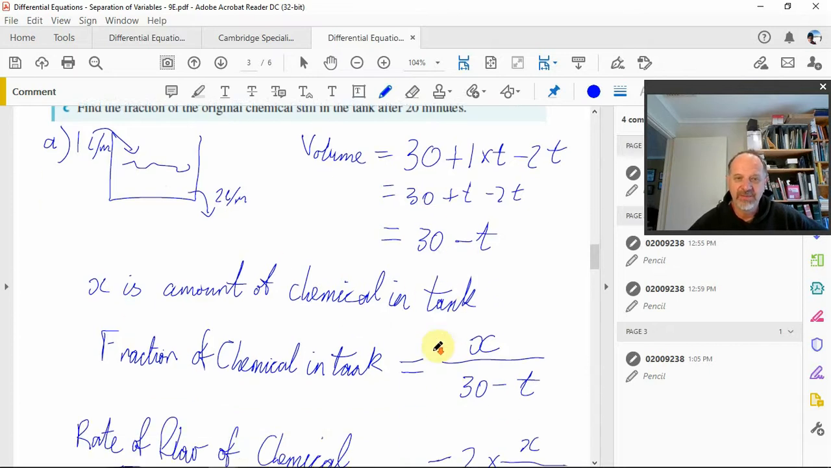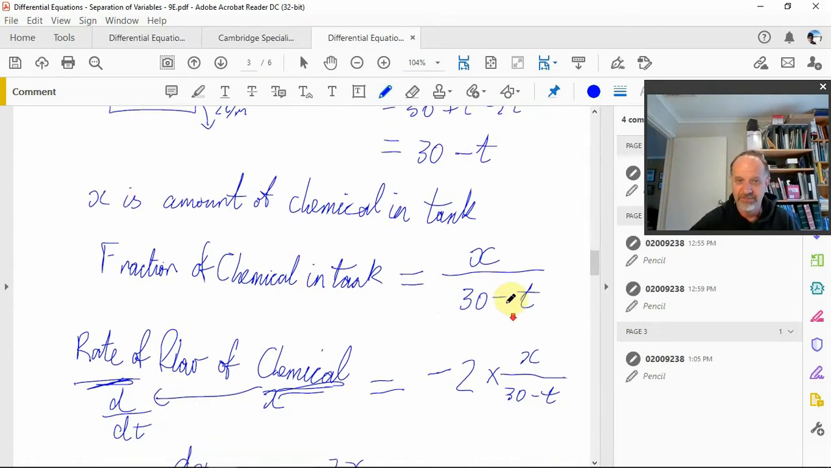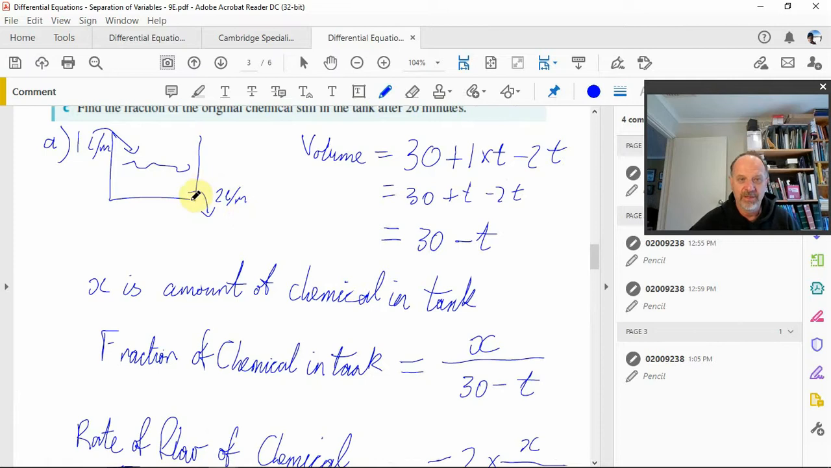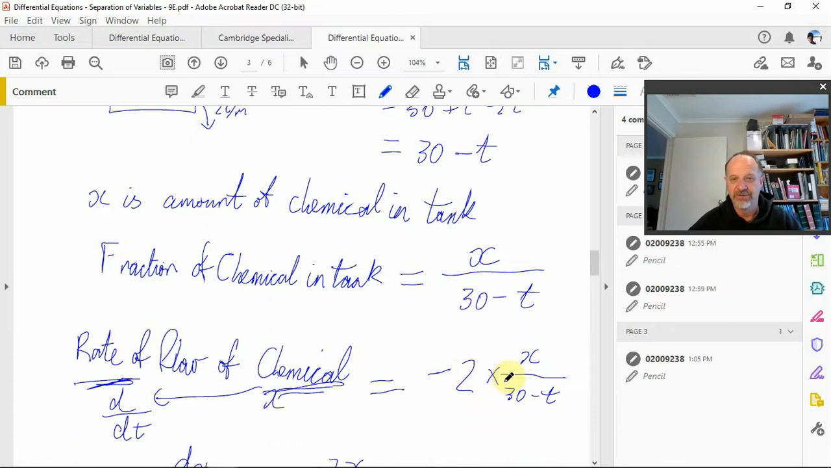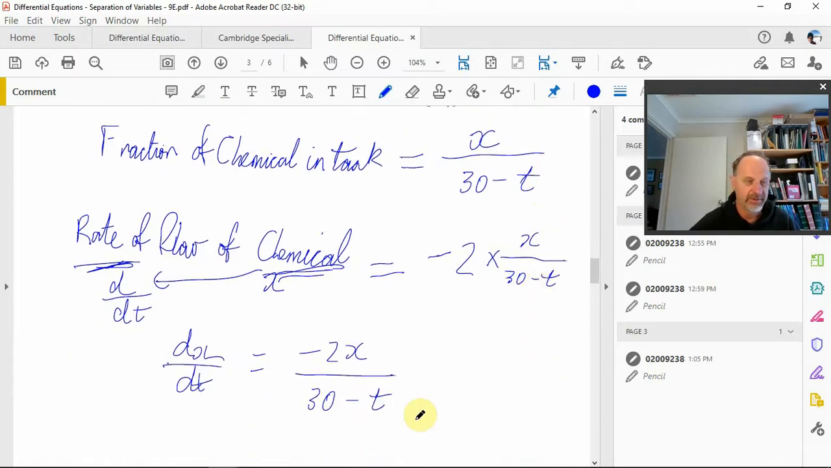We've got a certain amount of chemical in that tank, and so the fraction of chemical out of the total volume is how much chemical we've got over the volume. The rate of flow of the chemical, which is what dx/dt is, is negative because it's coming out, so the amount of chemical in there is decreasing. It's coming out at 2 litres per minute, so negative 2 times the fraction of that 2 litres that has the chemical. So there it is.